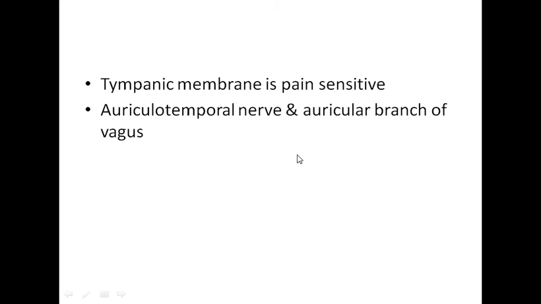The tympanic membrane is pain sensitive, and the supply over here is the auriculotemporal nerve and the auricular branch of the vagus nerve, right?